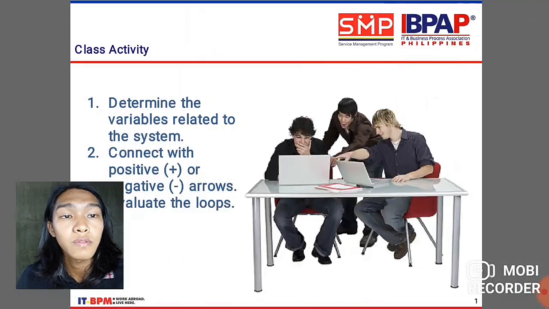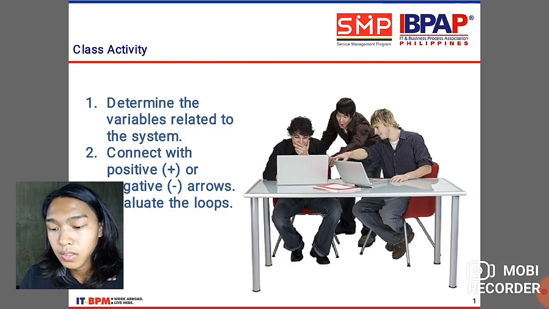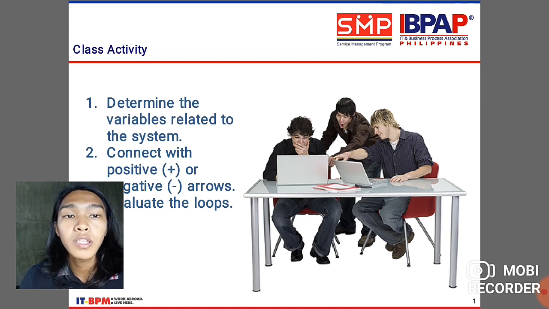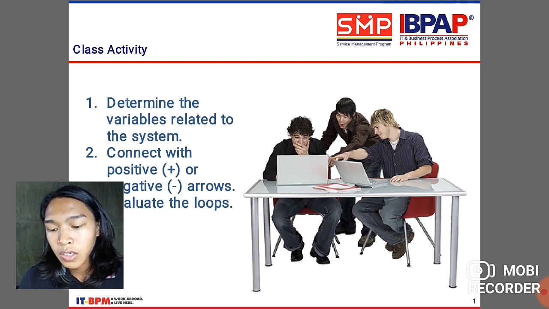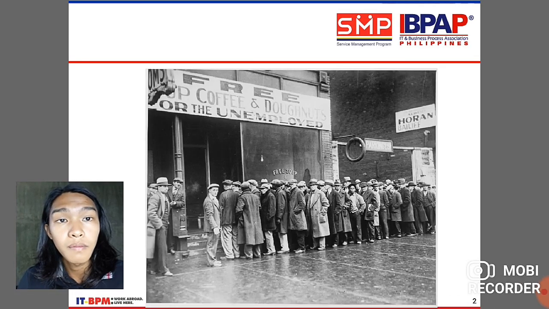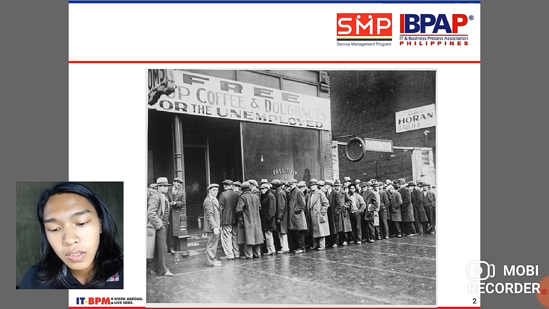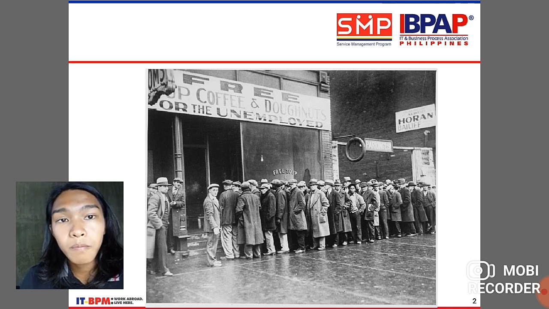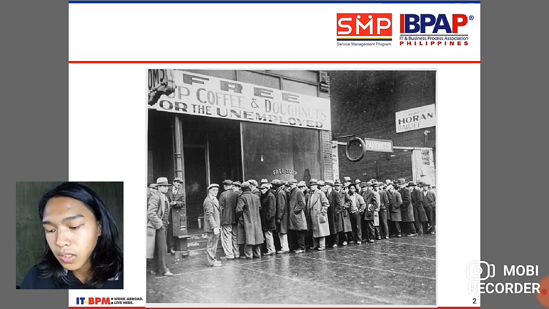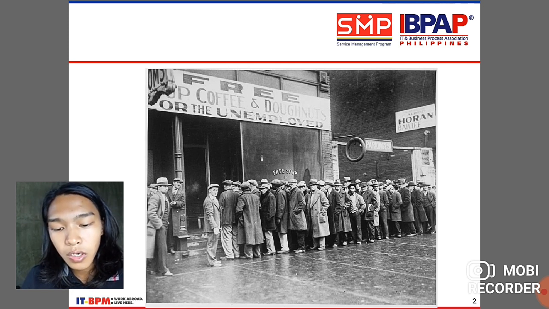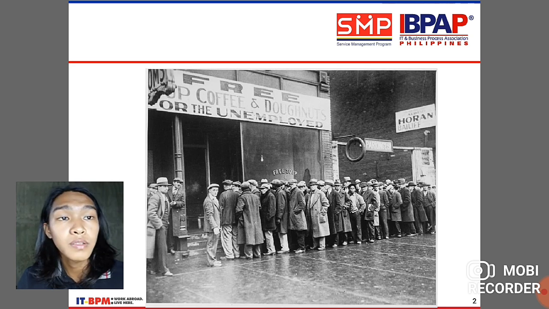Second slide. There is an activity here that you can answer by yourself. Let's move on to the third slide. As you can see in the picture, there is a lot of people, like unemployed people seeking a job to be hired, and they are standing in a long line to get a job.